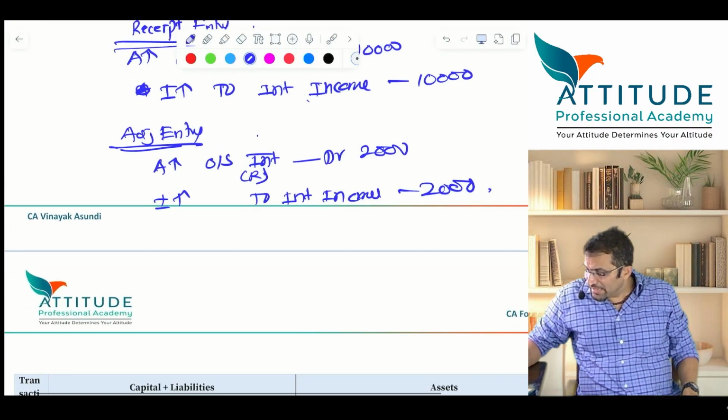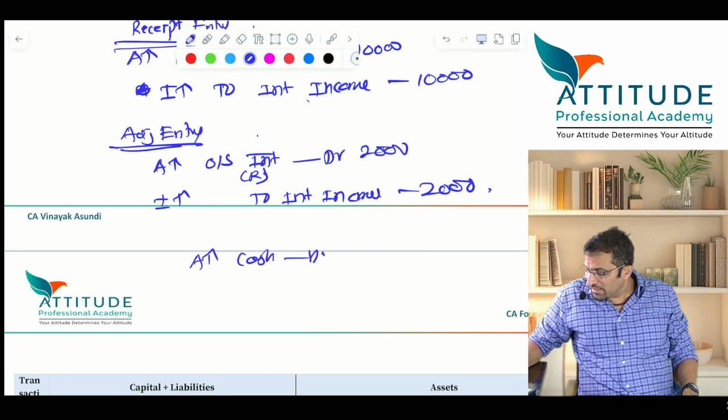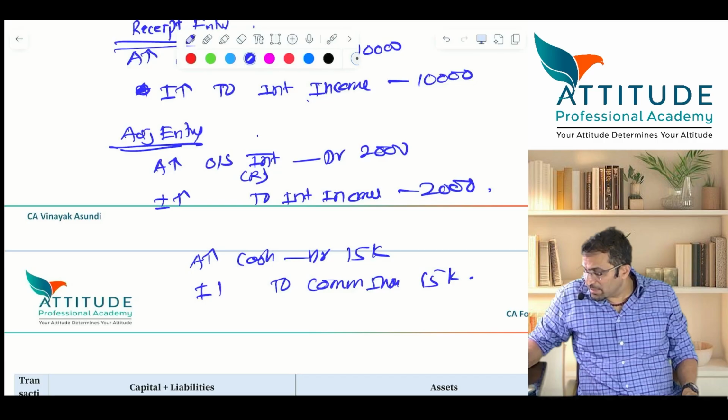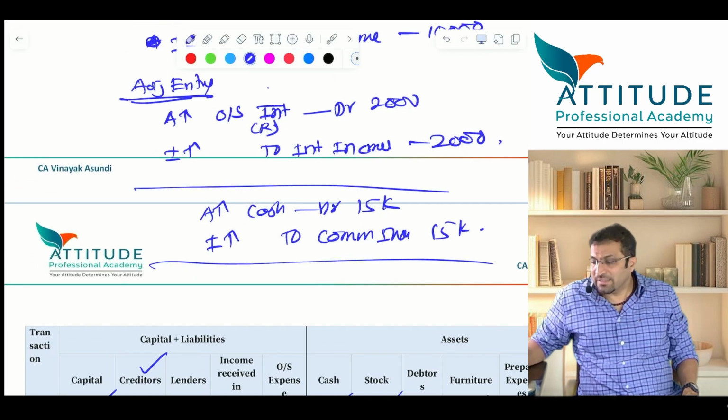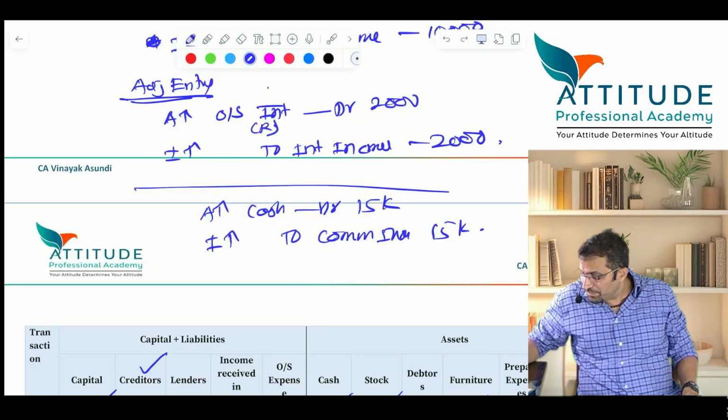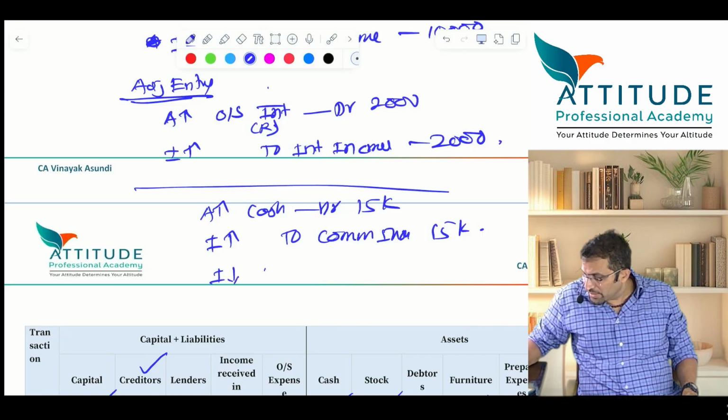What is the first entry? Asset increases, cash account how much? 15K. To commission income 15K. Income increases. Is that right? What will the adjustment entry be? Tell me the adjustment entry. Commission income account debit. Very good. Income reduces. Commission income debit.